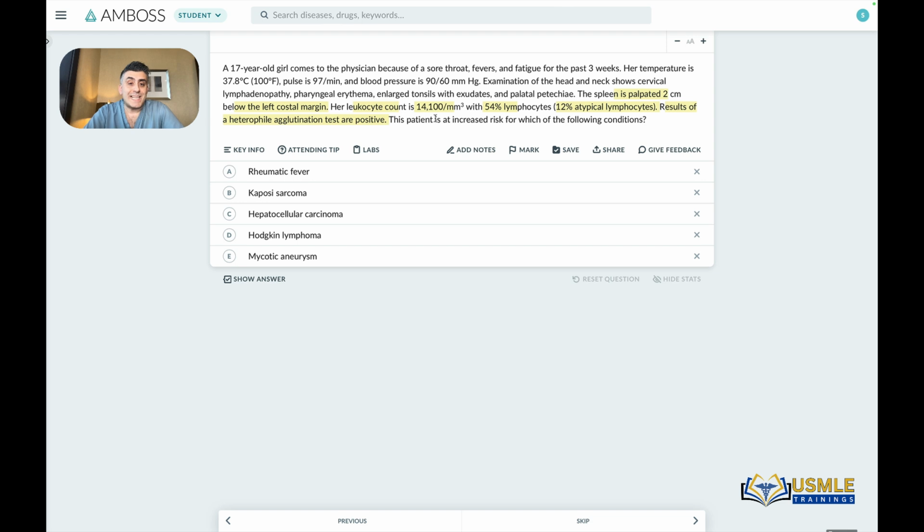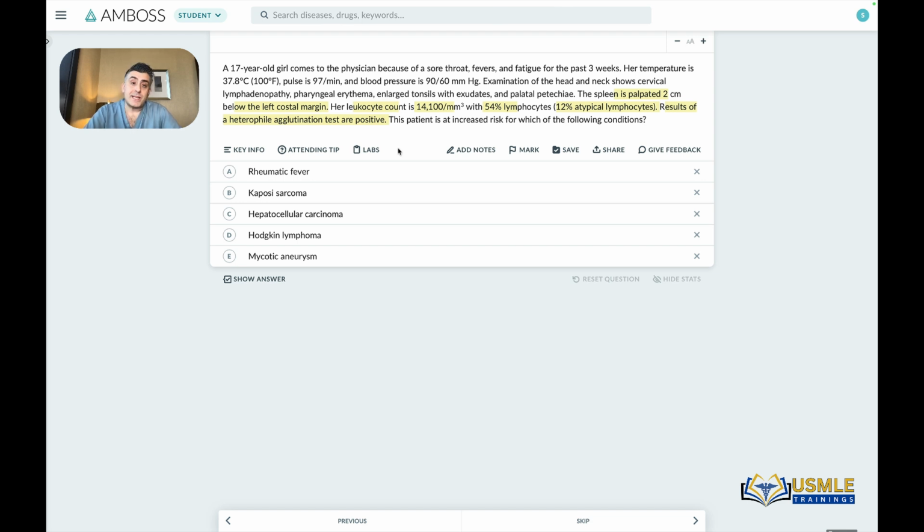This patient is at increased risk for which of the following conditions. So do you see, by reading the last three lines, you know the girl has splenomegaly. She has an infection, atypical lymphocytes, and there's some lab work, some results came back. A positive test for heterophile agglutination test. So now we need to know what the condition is. Fair, right? Hopefully you know. If not, we'll walk through it.